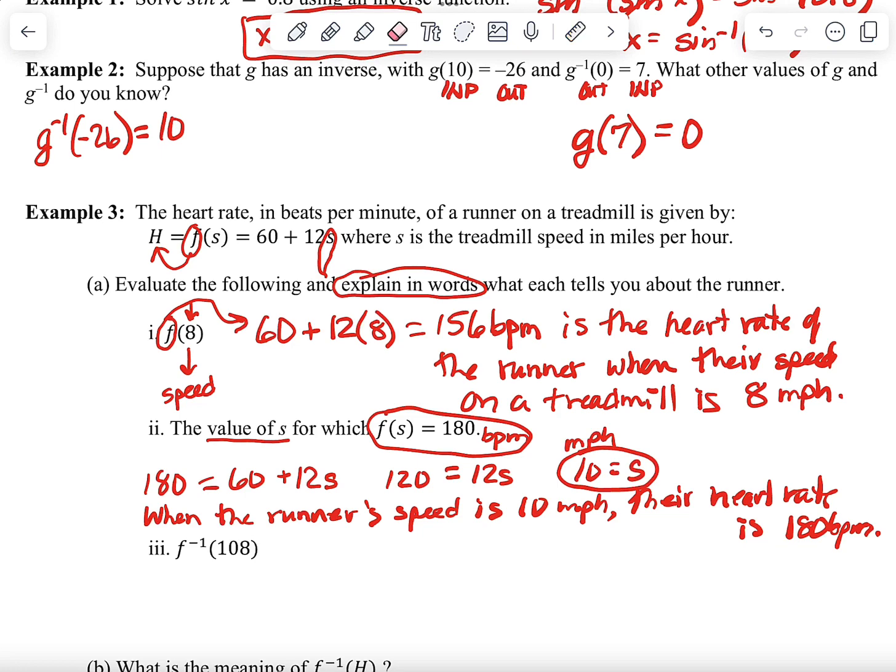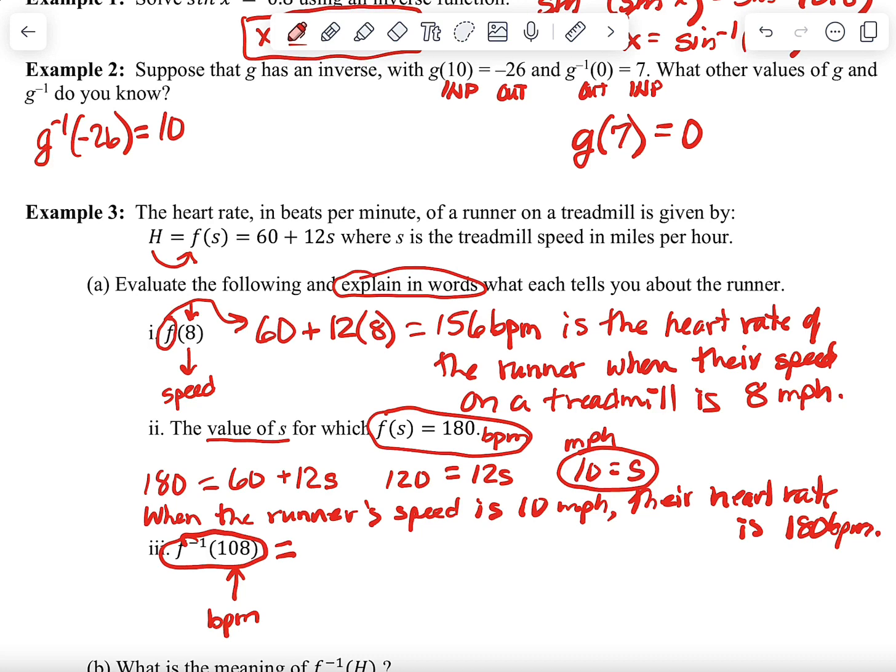So what I wanted to show you is anytime you're dealing with the inverse, it's probably a good idea to go back to the original equation and realize that in the regular format, h is the function, s is the input. So h is the output, s is the input, essentially. So when you reverse the process and use the inverse, now the input is not speed, the input is beats per minute. That's the heart rate. So we're being asked to find the inverse of that. The inverse of that is the speed.